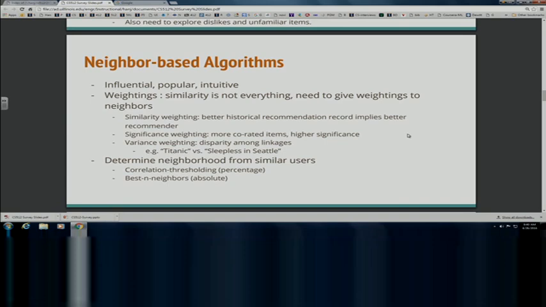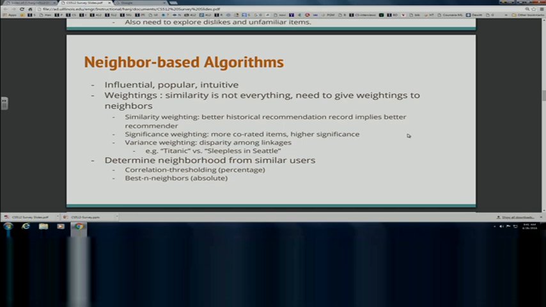But we have some improvements on these neighbor-based algorithms, like weightings. Because similarity is not everything, we need to give weightings to the neighbors. The first one is similarity weighting, which means that if a user is a better predictor, we can give this predictor a higher weighting. The second one is significance weighting. If we have more correlated items, it should be given higher significance. The third one is variance weighting.